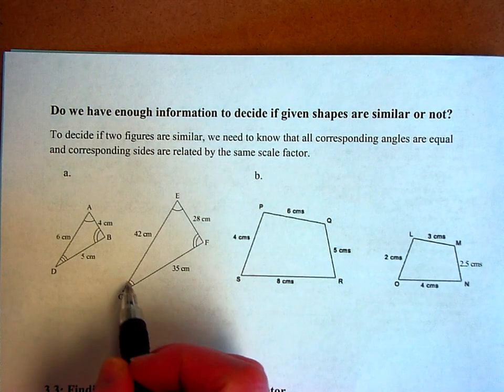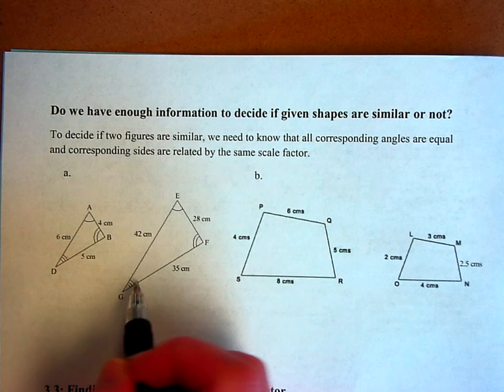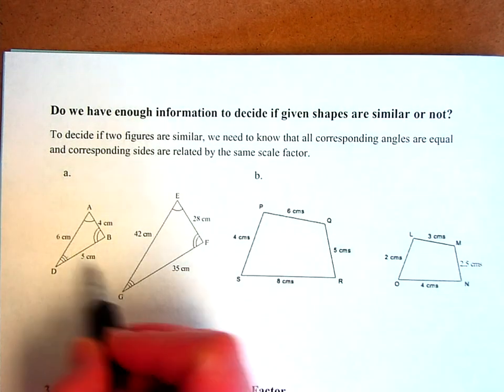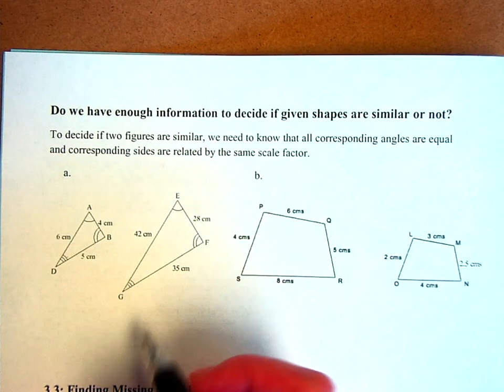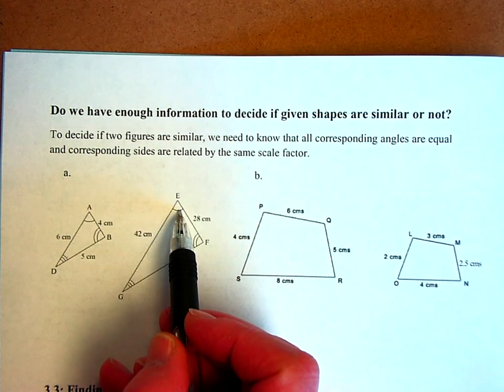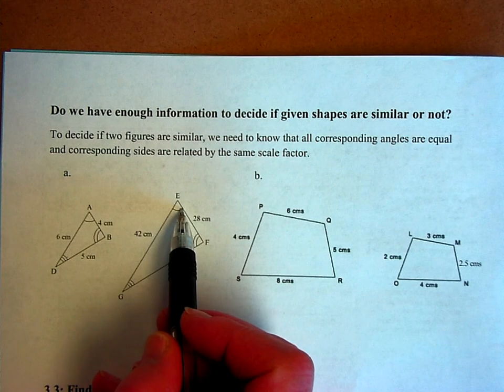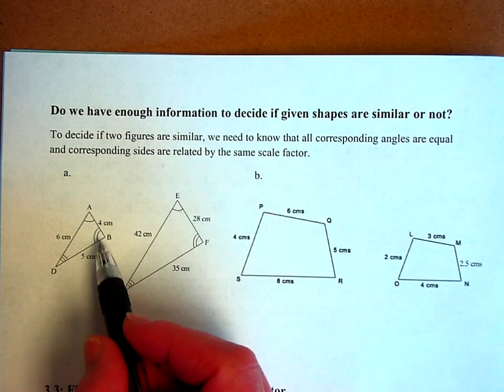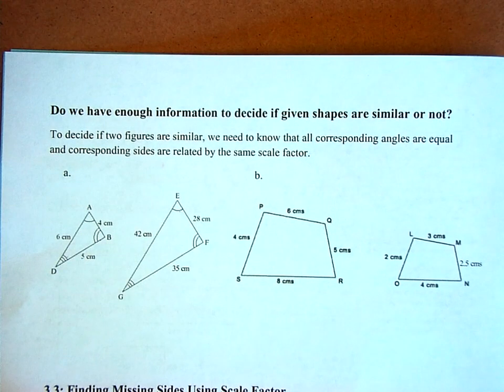Angle D and angle G are corresponding to each other, and they have the same marks, which means they are the same size. Angle A and angle E also have the same mark, which means they are the same size. Angle B and angle F are corresponding angles, and they have the same mark, so they have the same angles. So all corresponding angles in these two shapes are the same.